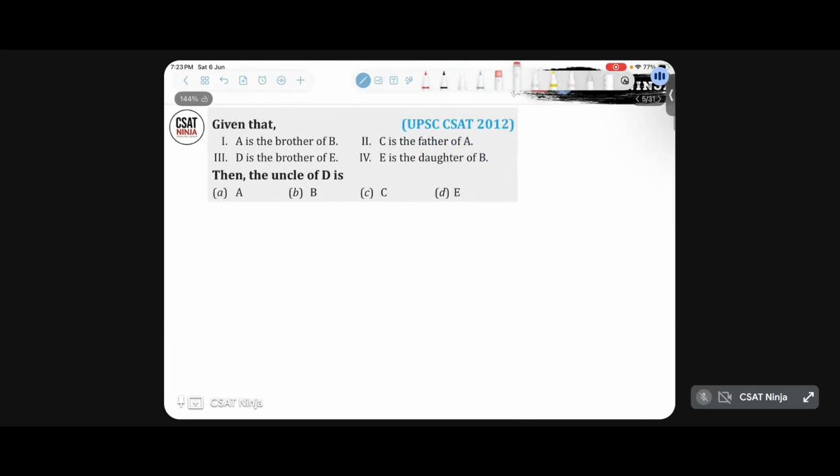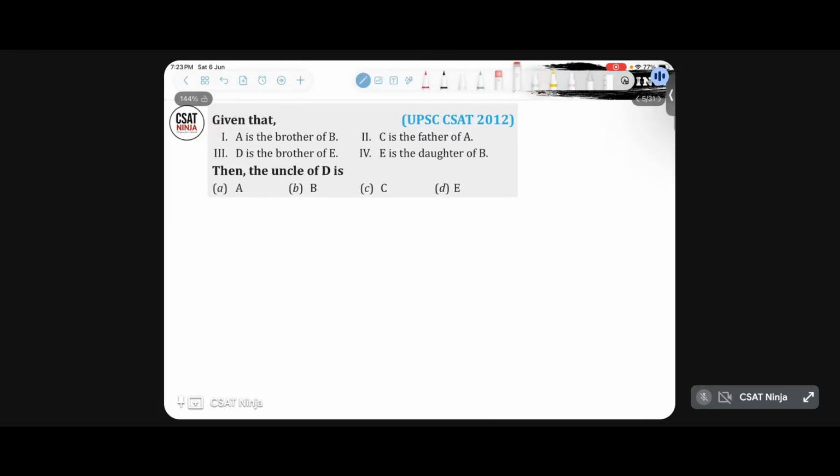Next question is from UPSC CSAT 2012 here. It's a statement-based question. There are 4 statements given, so let's go one statement at a time. First statement says that A is a brother of B. That means A is a brother of B. But remember, we don't know the gender of B here. Next, C is the father of A. That means one generation above A is C, and C is the father there.